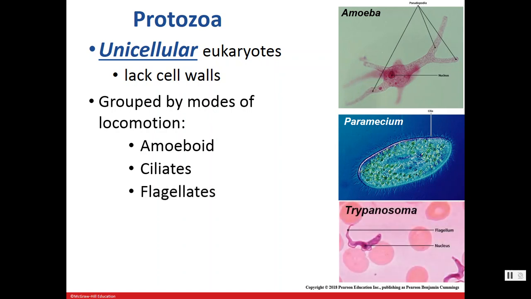Flagellates would be those protozoa that have a flagellum. Again, the flagellum on a protozoan is going to look very different than the flagellum on a sperm cell, for example. But otherwise, the physiology, the cellular structures, a lot of things about protozoa were very similar to animal cells, which is why they got that name.